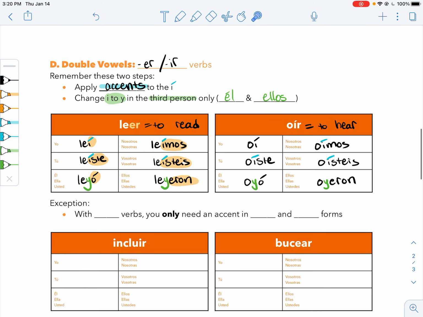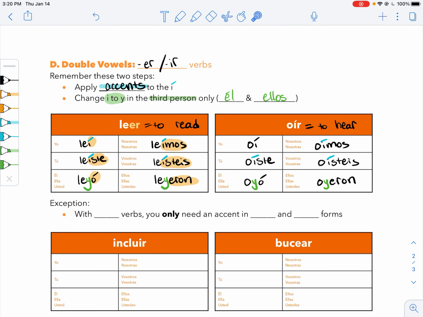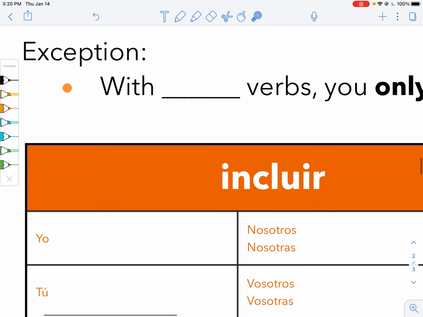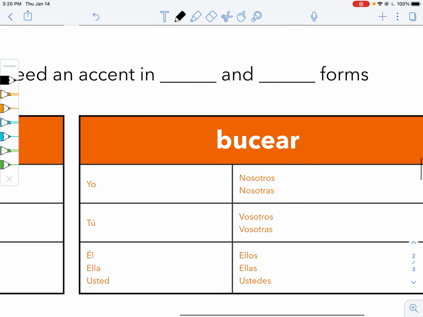Okay, great. And now there's an exception to the exception. So I said earlier that I is a weak vowel. It's not very strong. There is one other weak vowel in Spanish, and that's a U. So when you have U and I next to each other at the end of a verb, you only need an accent on the yo and él forms. You don't need an accent anywhere else.